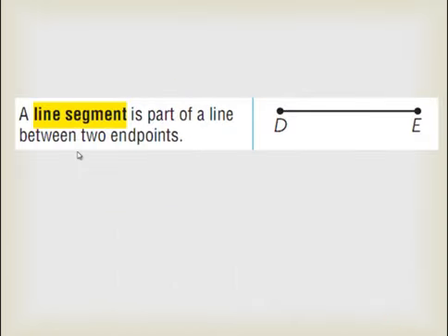Let's see. The first one is a line segment. Do you remember that? A line segment is a part of a line between two endpoints. Let's read it again. A line segment is a part of a line between two endpoints D and E.